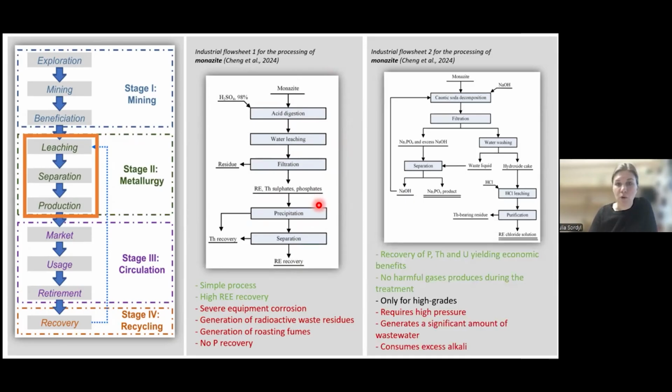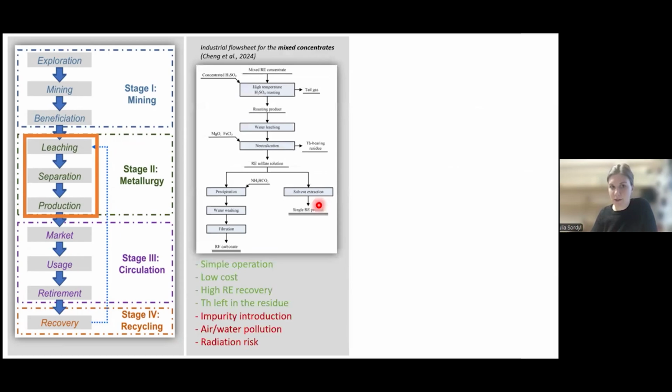Therefore, there is another flow sheet that has another approach using caustic soda decomposition. And it's excellent because it can recover phosphorus and thorium, which yields economic benefits. It doesn't really produce harmful gases during the treatment. But this procedure has limitations: it's mainly for a high grade concentrate, and it also requires high pressure. It generates a significant amount of wastewater and it consumes excess alkali. So again, there are benefits, but there are a lot of challenges in processing of these minerals.